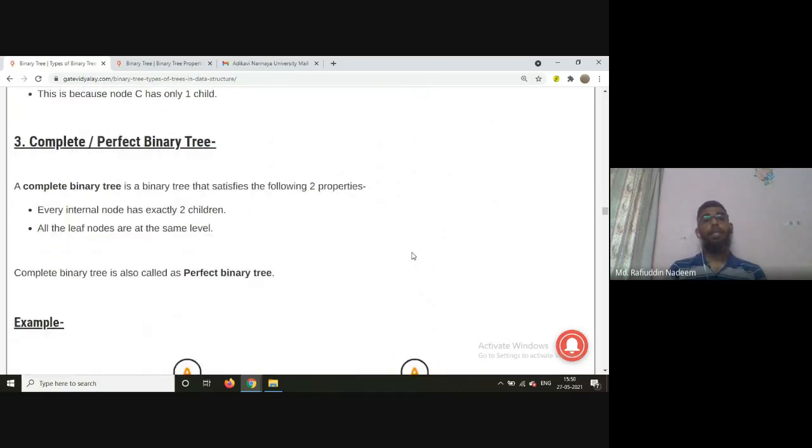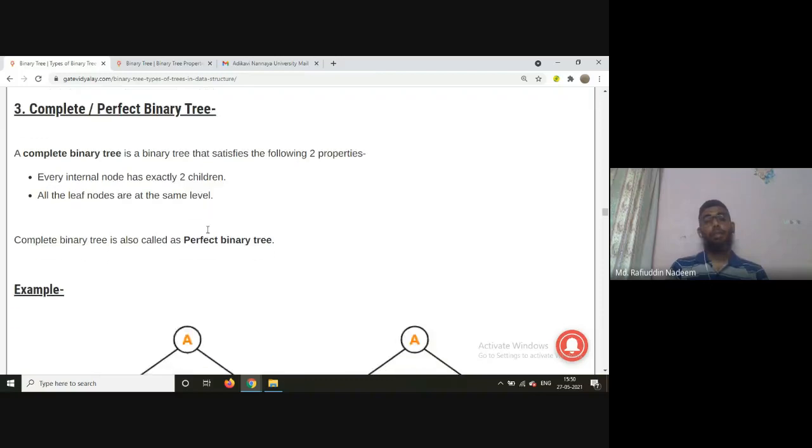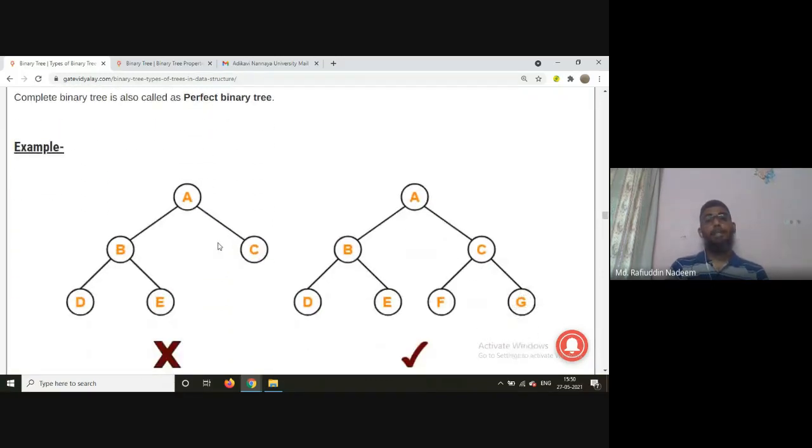Then you have the complete or perfect binary tree. A complete or perfect binary tree has 2 properties: every internal node has exactly 2 children, and all the leaf nodes are at the same level. Here C is a leaf node, and D and E are leaf nodes. D, E, and C are not at the same level. C is at level 1 and D and E are at level 2.